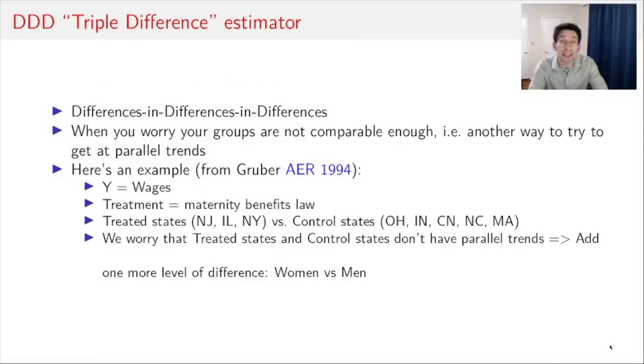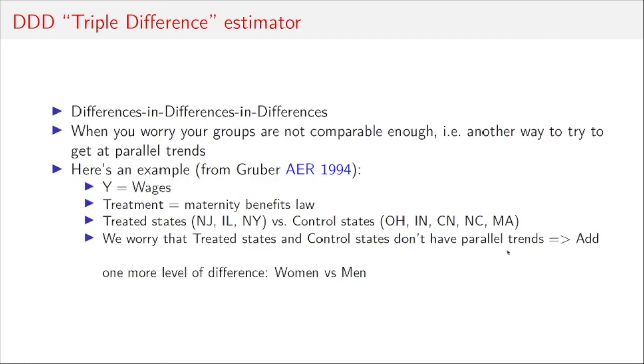Here's another nice extension, what we call the triple difference estimator, or difference in differences in differences, or triple D sometimes called. So you do that when you worry that your groups are not comparable enough. So in other words, this is yet another way to try and get at this parallel trends assumption. So here's an example from a famous paper by Gruber that came out in the AER in 1994. So the Y variable here was wages. So Gruber is looking at the impact on wages of the treatment, which were laws that give mandatory maternity benefits to women.